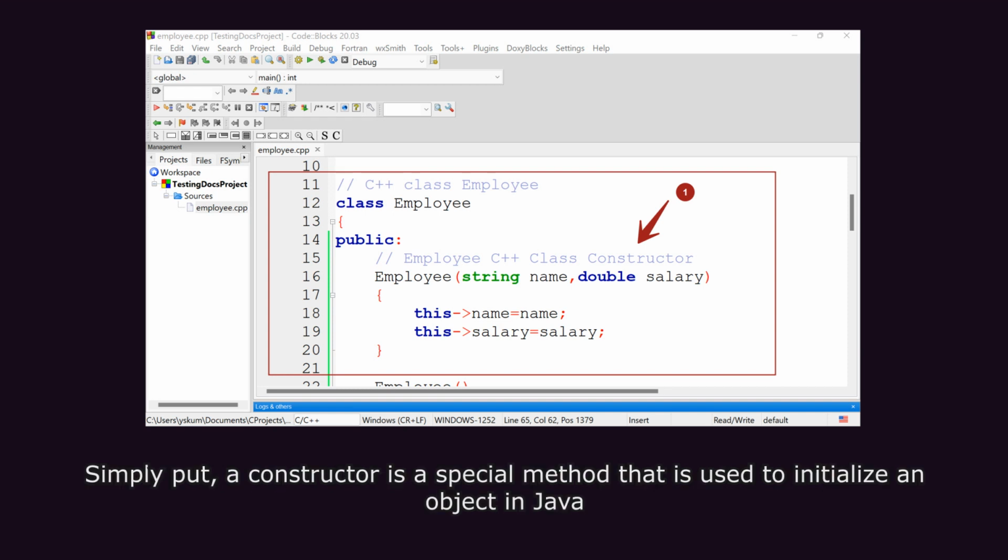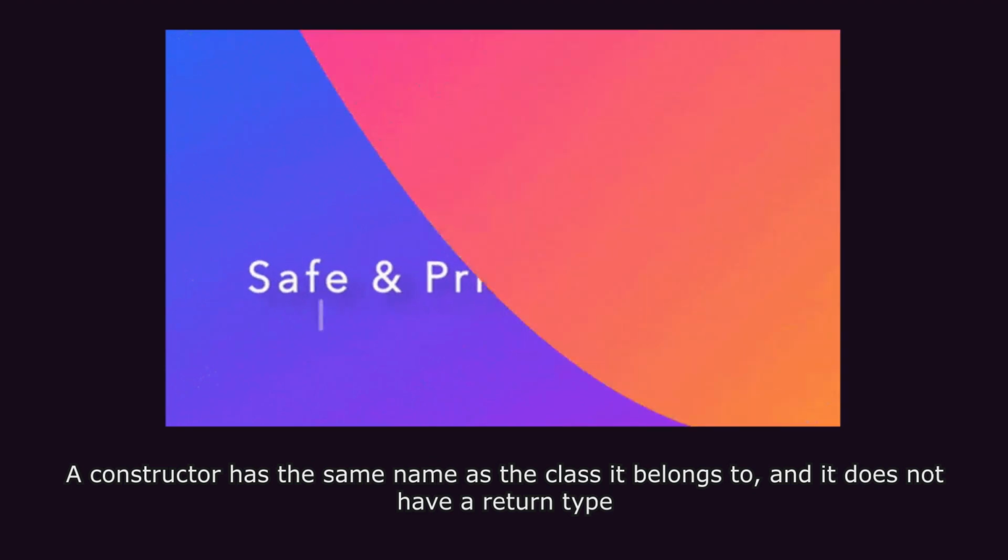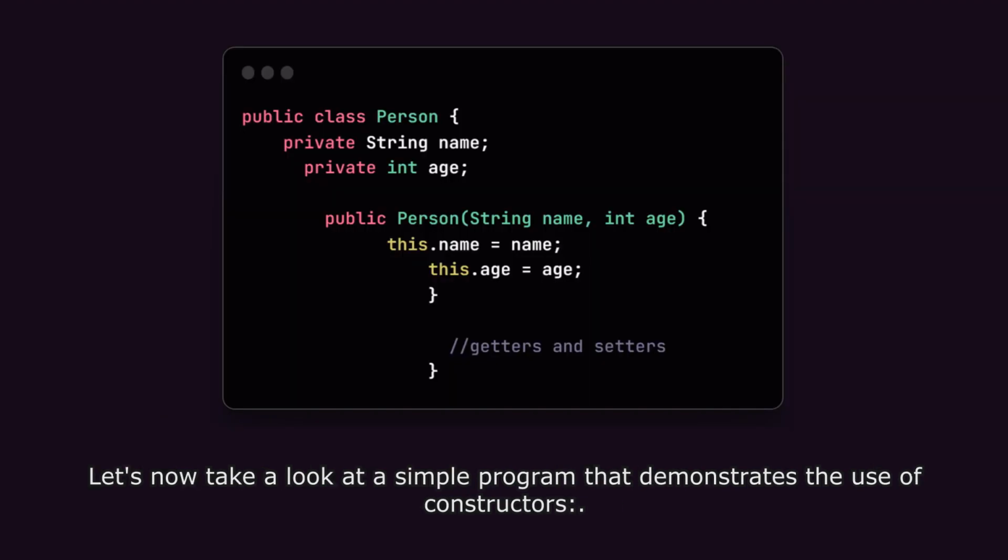Simply put, a constructor is a special method that is used to initialize an object in Java. A constructor has the same name as the class it belongs to, and it does not have a return type. Let's now take a look at a simple program that demonstrates the use of constructors.